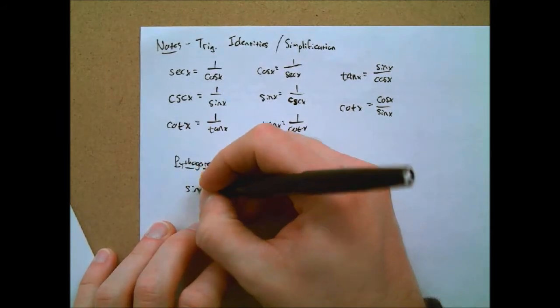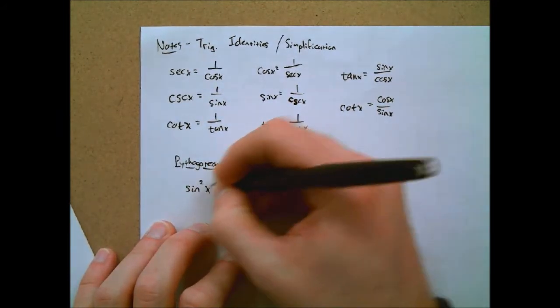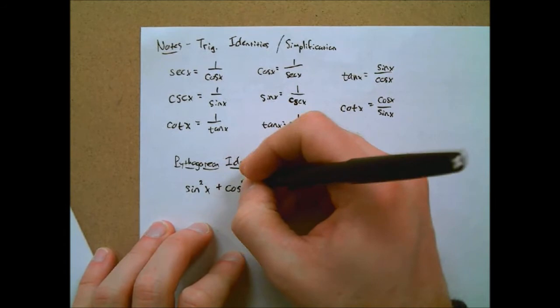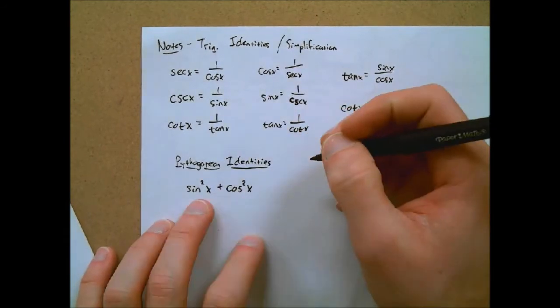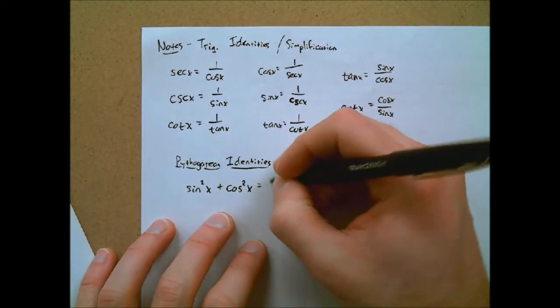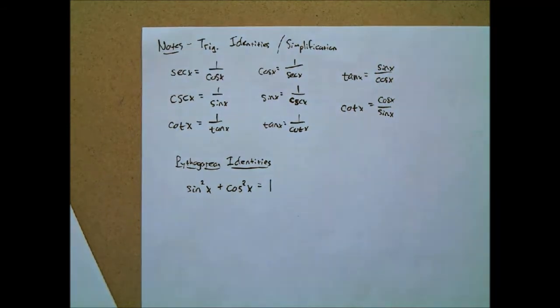Those identities are as follows. Sine squared of x plus cosine squared of x, so you can see the influence of the Pythagorean theorem, is equal to 1. Always. If you take sine squared of an angle and add cosine squared of that same exact angle, it will always give you an answer of 1.